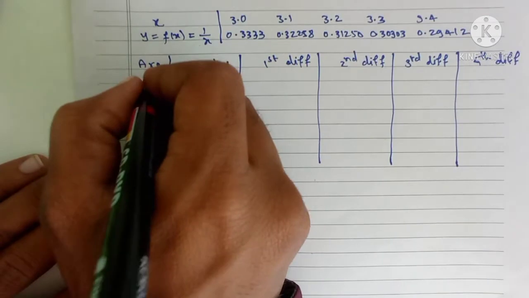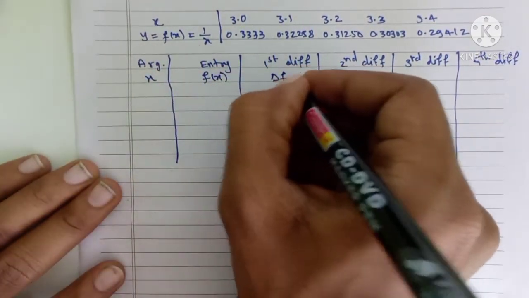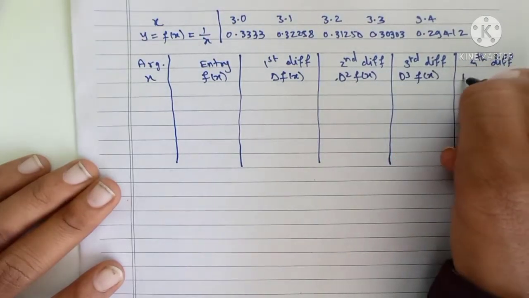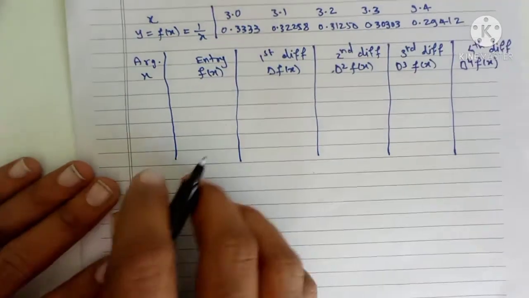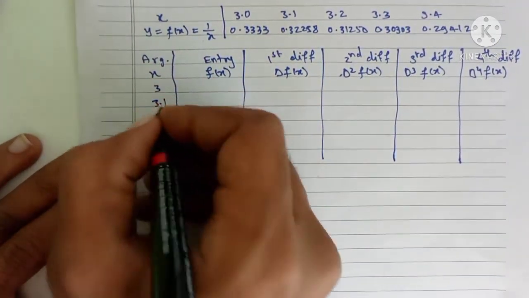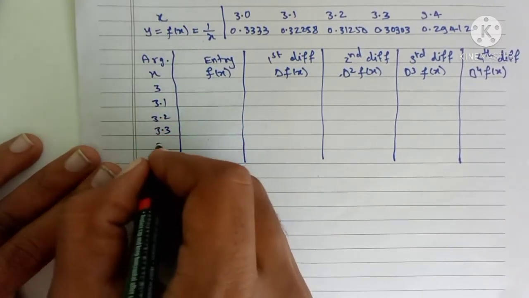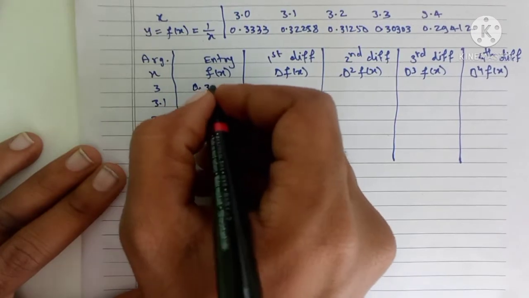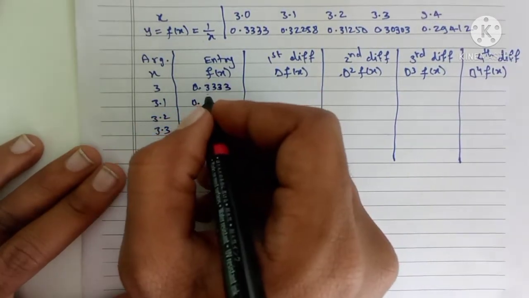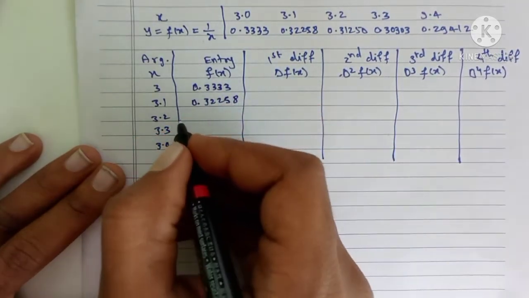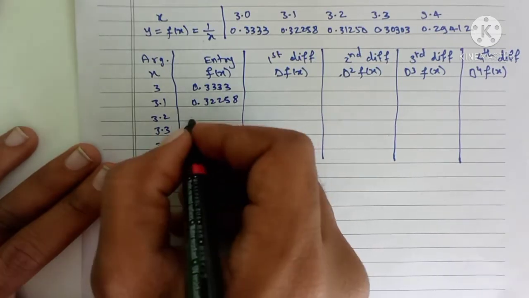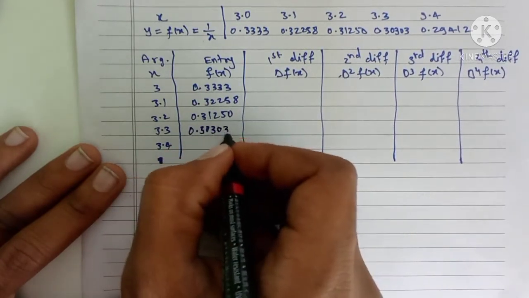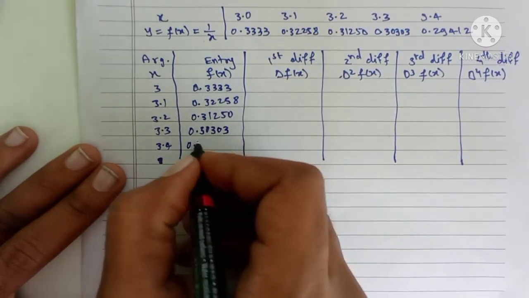Now the values of x, f of x, delta f of x is the first difference, delta square f of x, delta cube f of x, delta 4 f of x. 3, 3.1, 3.2, 3.3, 3.4, then 0.3333, 0.32258, then 0.31250, then 0.30303, then 0.29412.